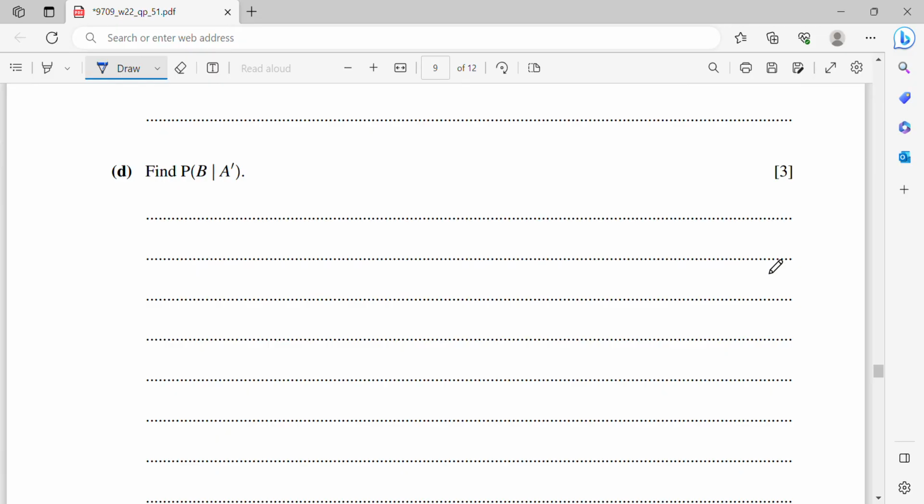Okay, now part D. Find P(B given A prime). So this is a conditional probability. P(B given A prime) is, I'll write here, P(B intersects A prime) over P(A prime). A prime is basically the complement of A, so all outside A. So now I need to find the intersection. So B intersects A prime.